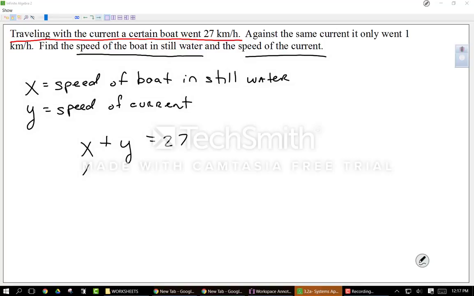The second sentence is against the same current. So if I have my boat now and it goes against the current, that means I'm actually subtracting that value because I'm going slower. In this instance, my answer is 1. So I have my boat. Once I subtract the current, I'm going slower.